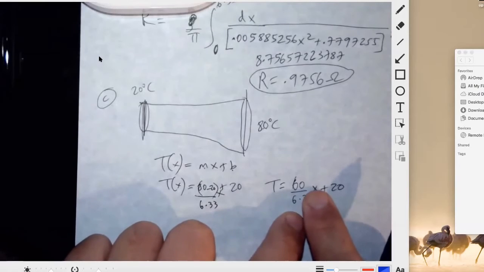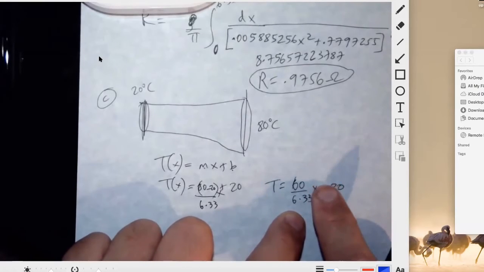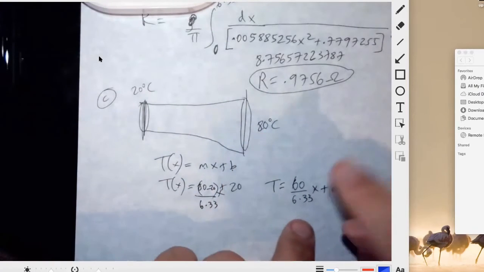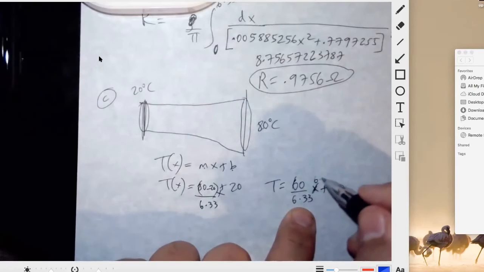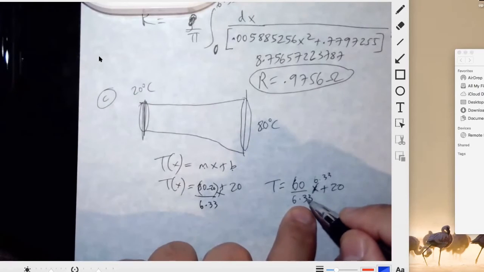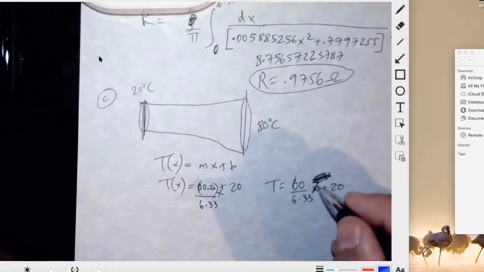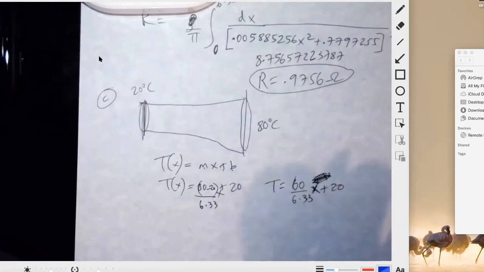And then when the x is 6.33, the 6.33 is going to cancel with this, and then you're just going to get 80. Yeah, okay, that makes sense. So this is the temperature as a function of the x.